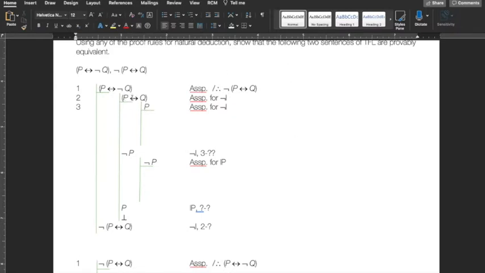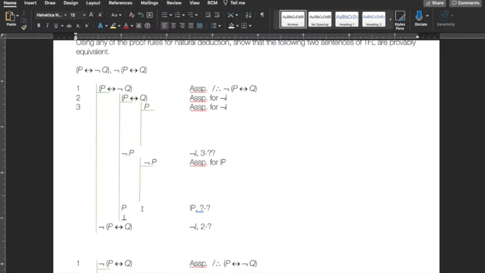Within this, I'm going to try and prove the negation of P and Q, which is my endpoint conclusion. I'm going to get that because this is a negation introduction proof. So I'm hoping to prove a contradiction. And I'm hoping to get that by getting not P after one subproof and P after another.